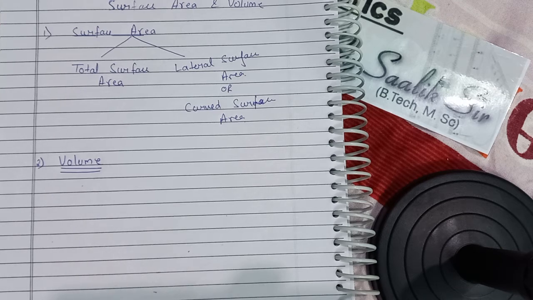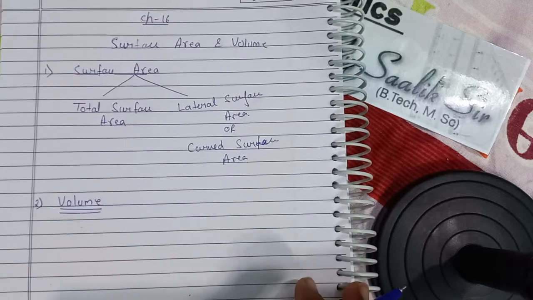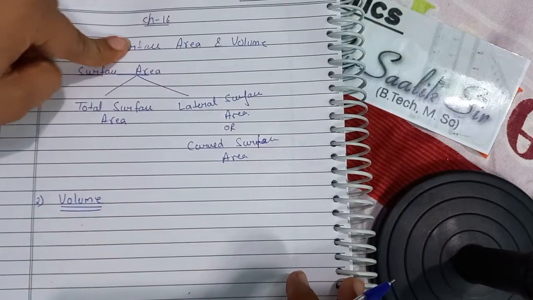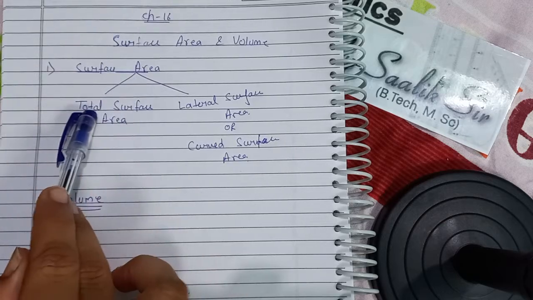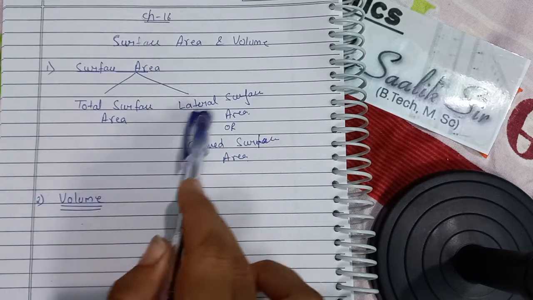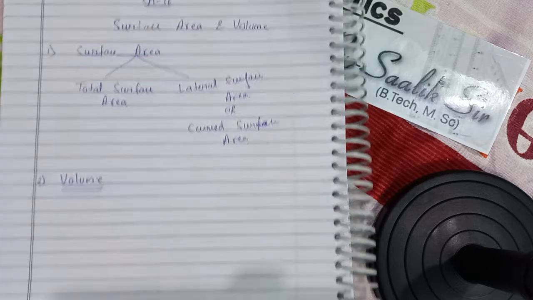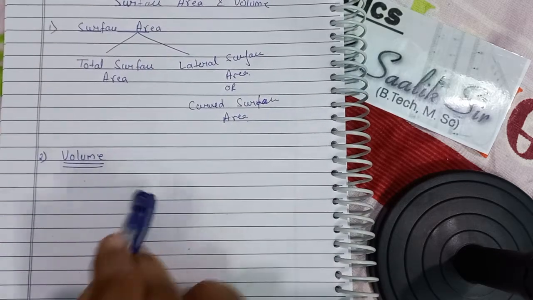Now in this chapter, how do you make notes? Write chapter number 16, write surface area and volume. First of all, write this. If you want to write definitions, then write the definition of total surface area, the definition of lateral surface area, otherwise it is not necessary. And volume, write the definition of volume.